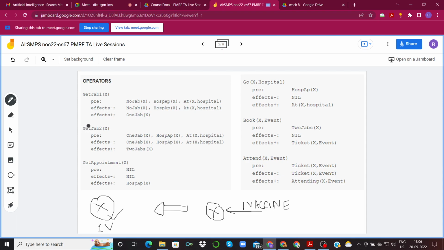So similarly, get jab 2 basically means the person X gets the second shot of vaccine. So it similarly has some preconditions, which are the person should have had one shot of vaccine. Similarly, he should have an appointment at a hospital and it should be at the hospital. And the negative effects are that one jab is no longer true, and similarly these two. And the positive effect is now that person has two shots of vaccine.